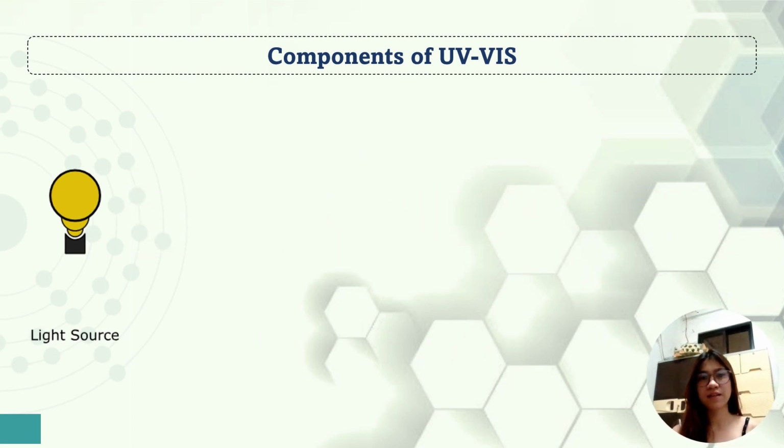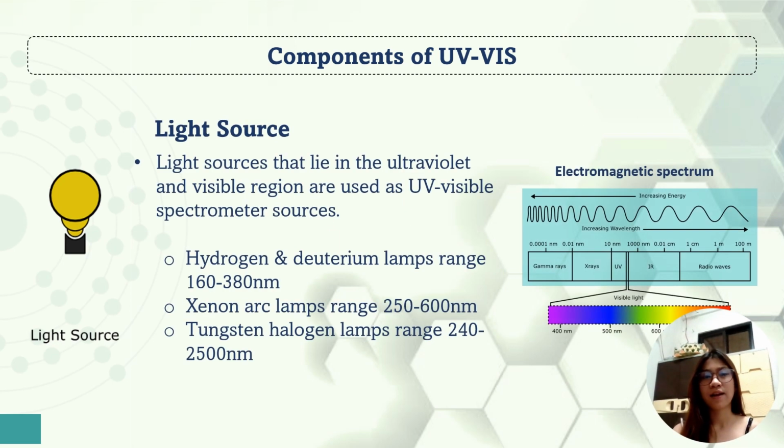First, the light source. Light sources that lie in the ultraviolet and visible region are used as UV-visible spectrometer sources. There are several types of light source. First is the hydrogen or deuterium lamps that range from 160 to 380 nanometers in the electromagnetic spectrum. Second is the xenon arc lamps, which range from 150 to 600 nanometers. And lastly is the tungsten halogen lamps, which range from 240 to 2500 nanometers.